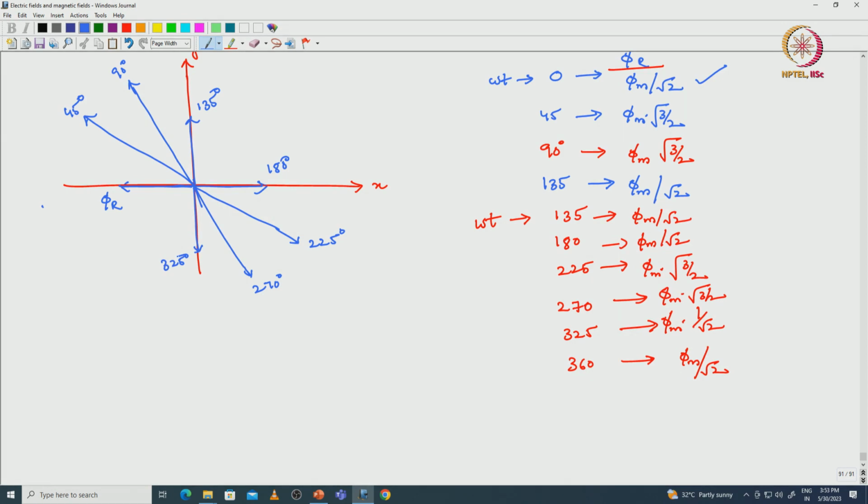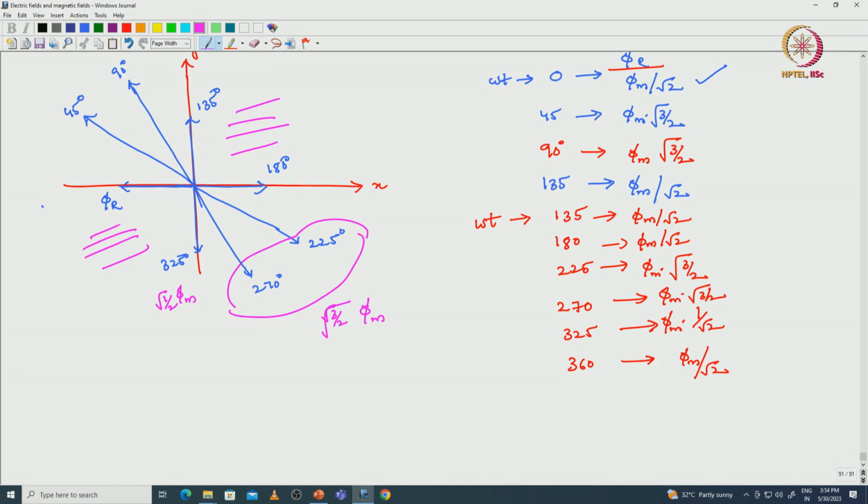We can observe in this plot that the resultant vector magnitude is different with respect to these two things. The magnitude is root 3 by 2 phi m, and with respect to the other vectors it is 1 by root 2 phi m. So, the resultant vector magnitudes are completely different, and there is no vector in this zone as well as in this zone, so there is no symmetrical rotation. This is a rotating magnetic field, but it is not symmetrical and the magnitudes are different.